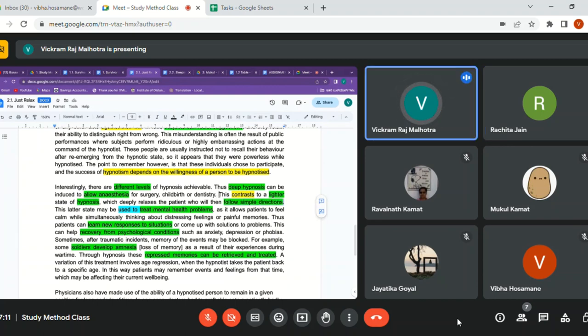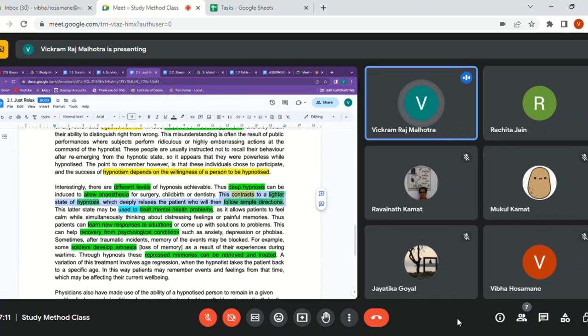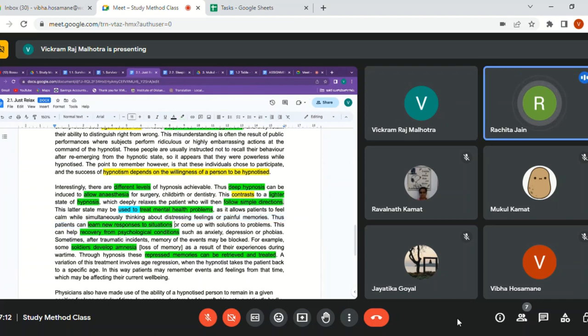Okay. Read this sentence. This contrasts to a lighter state of hypnosis, which deeply relaxes a patient who will then follow simple directions. So when you make people do things, at what stage of hypnosis is that? Is it a deep level or a light level? Light. Yes. And what else? This latter state may be used to treat what? Mental health problems. Correct. How? And what else does it help? It'll make the patients calm.